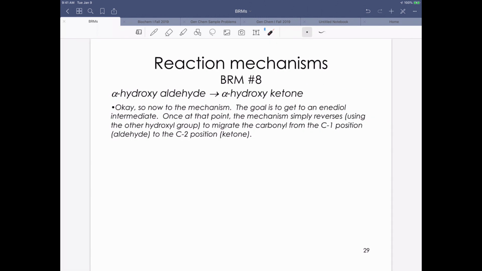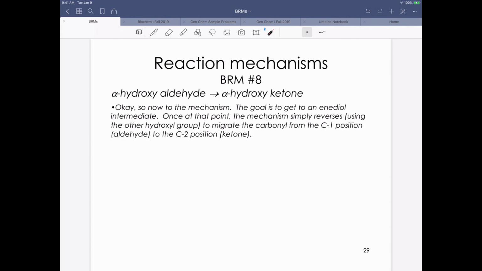All right, so on to the mechanism, right? The goal in this mechanism is to get to an ene-diol intermediate. When students generally see this mechanism at the outset, they sort of feel like, oh, going between an aldehyde and a ketone, that has to be some redox chemistry or something fancy going on. Or if I have an aldehyde that I'm going to be adding another alkyl group to, I need to have some type of a Grignard reagent or something like that. No, none of that chemistry really happens here.